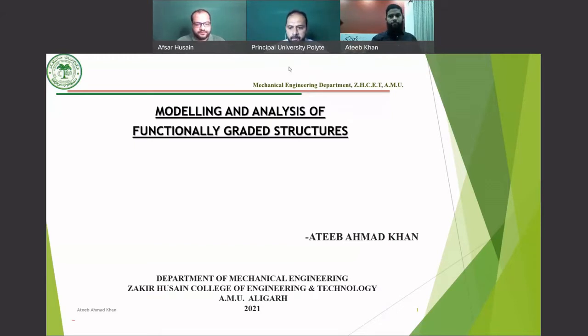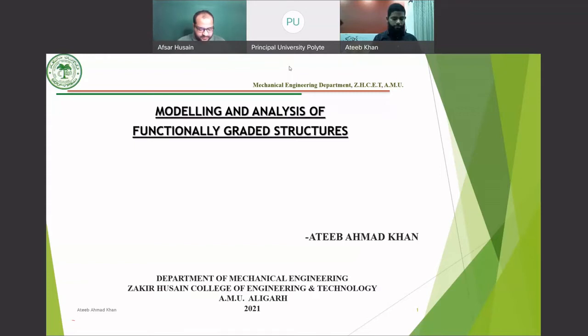Good morning, everyone. Now, this is the first session of day 5. The title of this session is Modeling and Analysis of Functionally Graded Structures. This lecture will be delivered by Mr. Ateeb Ahmad Khan.